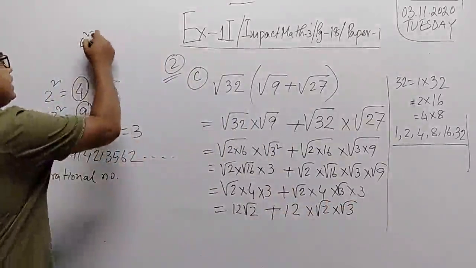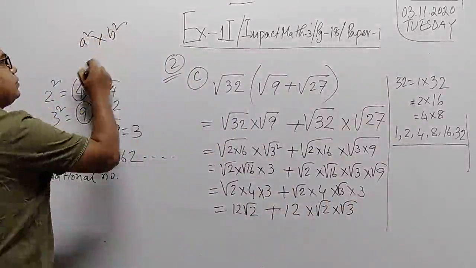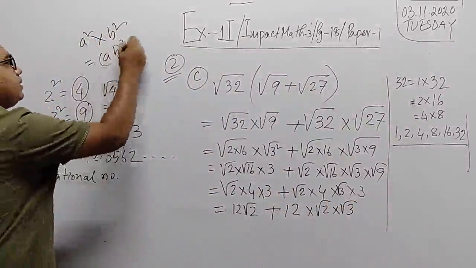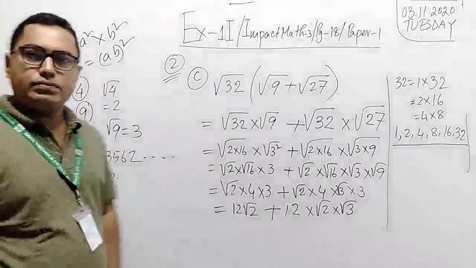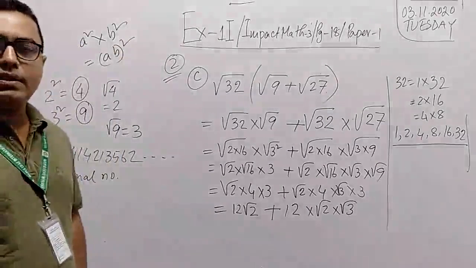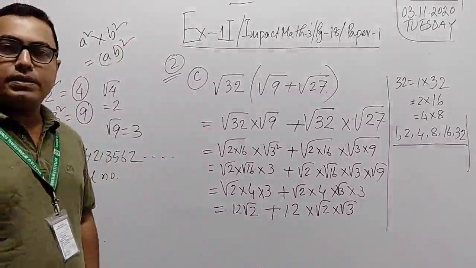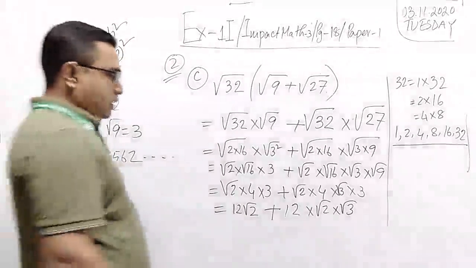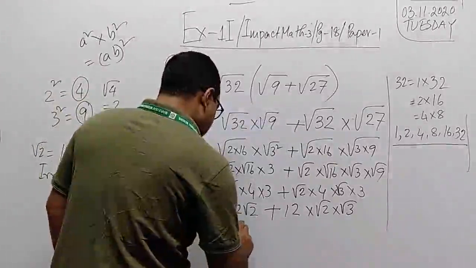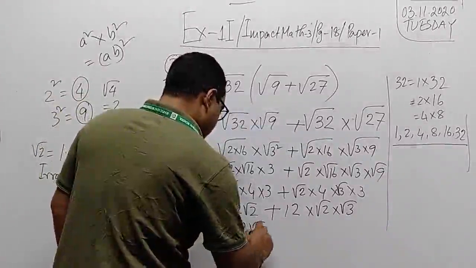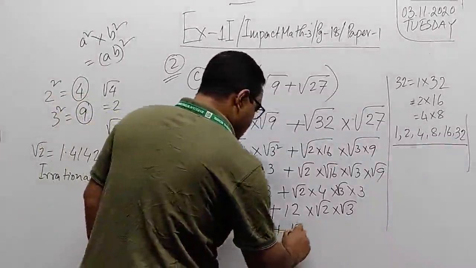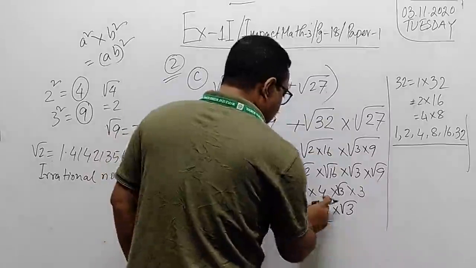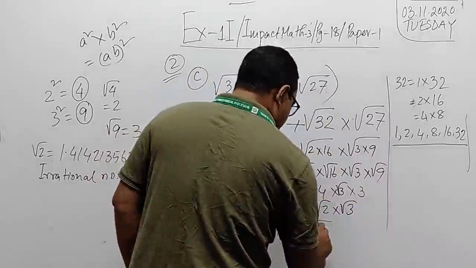Suppose a square into b square. We could write ab whole square. We know the theory from indices. Okay. Now 12 square root of 2 plus 12 into square root of, here square root and square root.